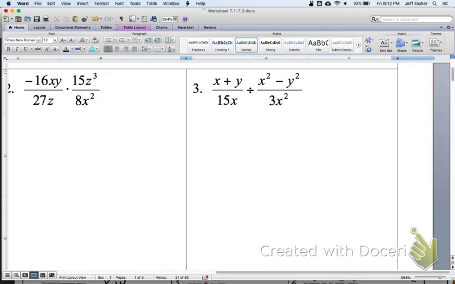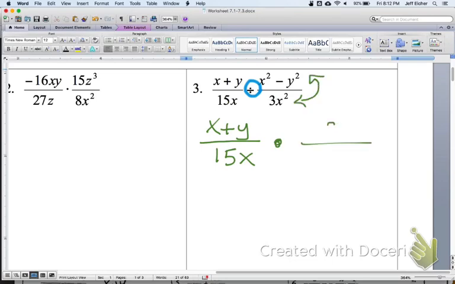Let's look at number 3. The first and most important thing to notice is the operation we're being asked to do, which is division. So we should rewrite x plus y, the fraction on the left, as a times the reciprocal of this. So these are going to flip, so we get 3x squared.